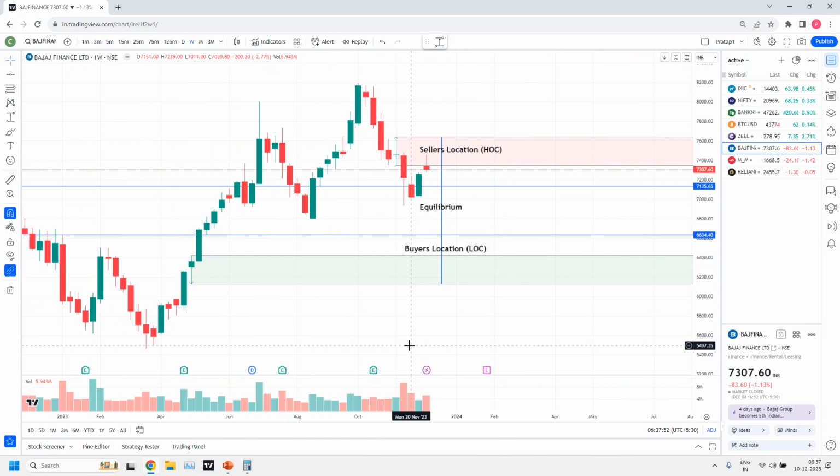Okay, fine. Then what about the trend? To identify the trend, we have to go one time frame lower. Because our HTF is weekly time frame, one time frame below is daily. So the daily time frame should be used for identifying the trend. So I'm changing the time frame to daily, D. I'm clicking D.